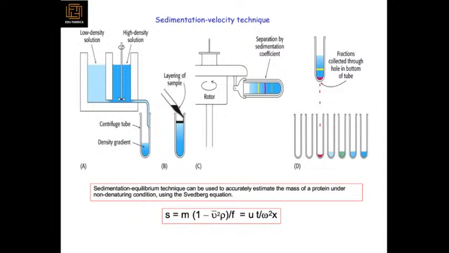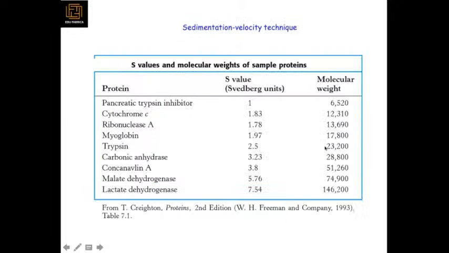Then comes the sedimentation velocity technique. This is again like what we did in rate zonal centrifugation. You have your centrifuge tube in which you have a density gradient solution. You put a low density and high density solution together, then layer the sample on top. Then go for centrifugation with the rotor. According to the sedimentation coefficient, all your samples will be layered. We make a hole at the bottom, and then you start removing your samples as per the needs.